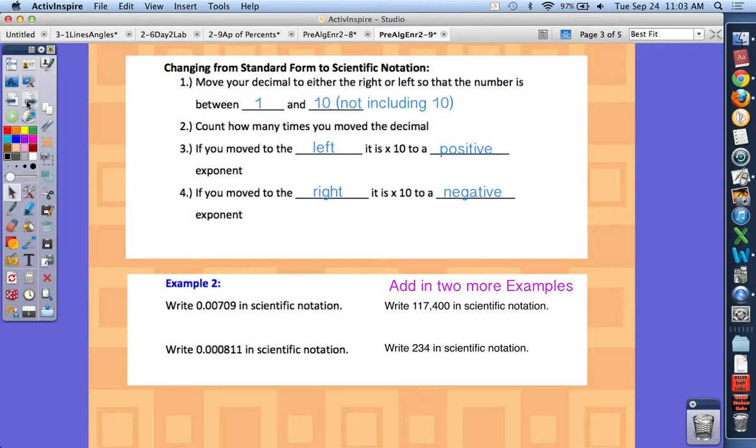If you move the decimal to the left, so it was starting here, and you moved it to the left, then the times 10 is to a positive exponent. Whereas if you move it to the right, so you're starting here and you end up moving it to the right, then it's times 10 to a negative exponent.